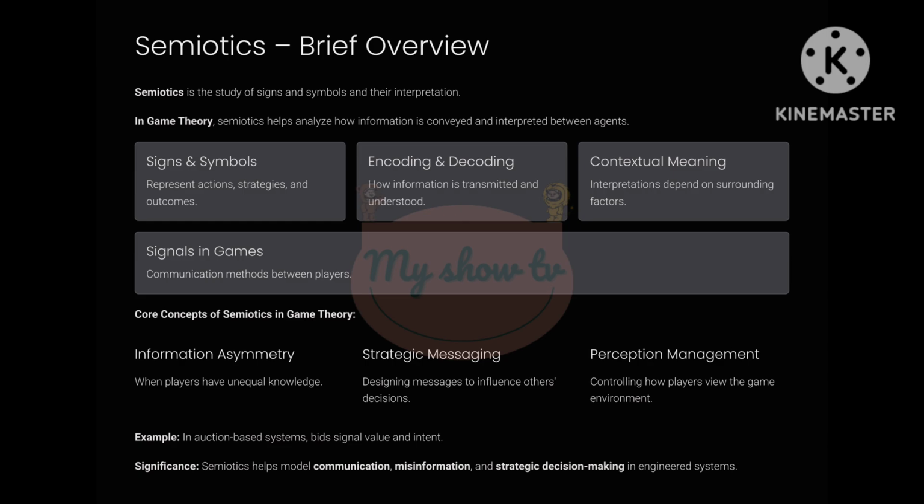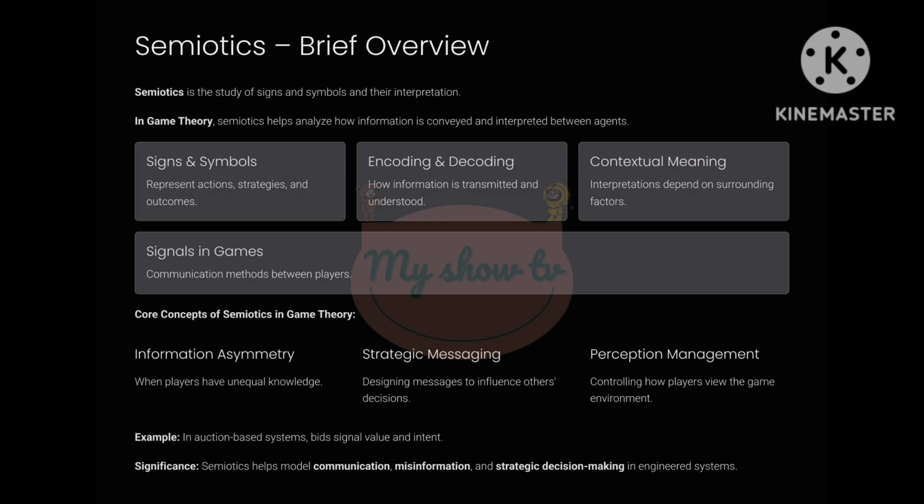2. Encoding and decoding. Encoding refers to how information is sent, while decoding is how it is interpreted. In AI systems, this can represent the communication between machine inputs and outputs. 3. Contextual meaning. The meaning of signs depends on the context. For example, a high bid in an auction may signal value but could also indicate desperation depending on the situation. 4. Signals in games. Players use signals to convey information or mislead opponents. In strategic defense models, signals can represent readiness or vulnerability.